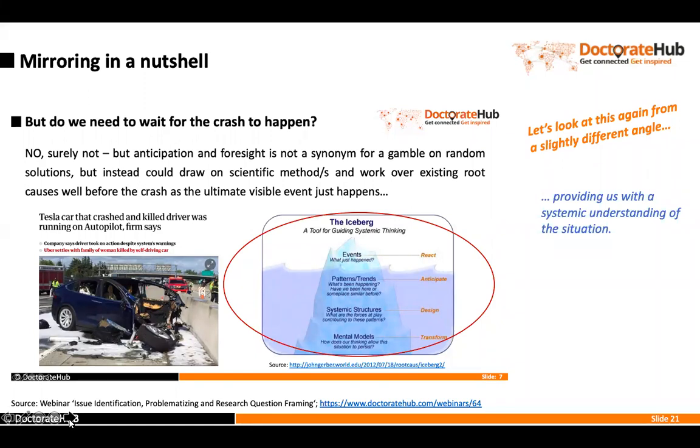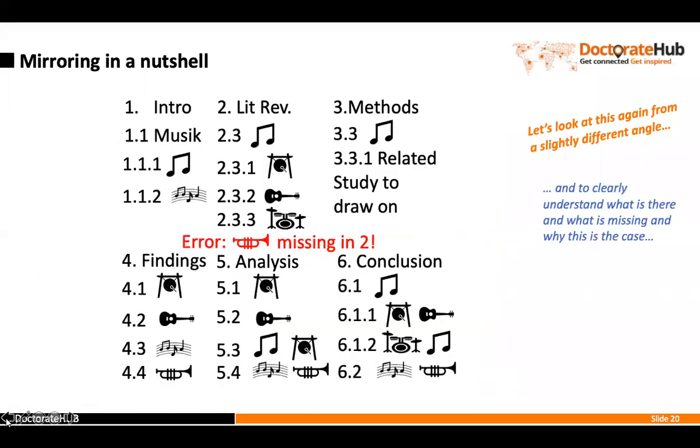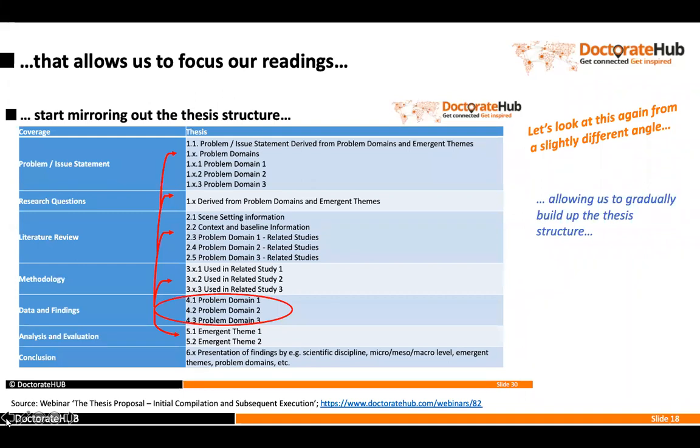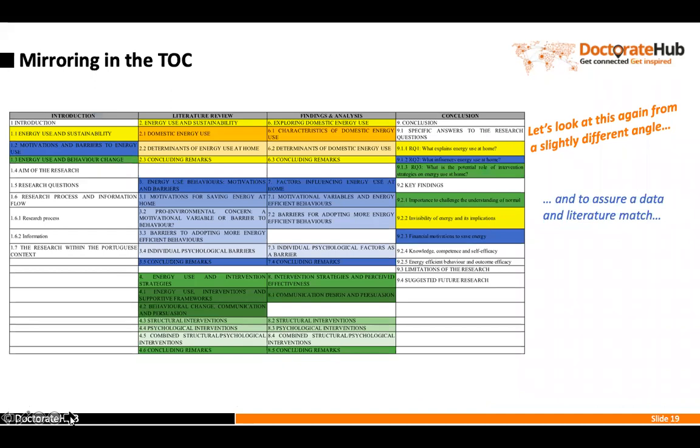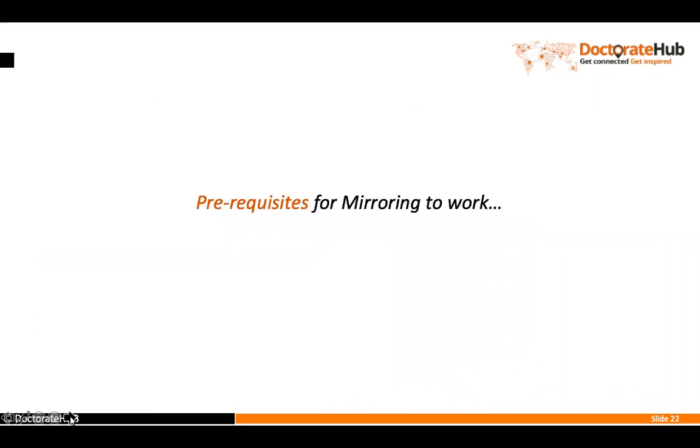Now, before we come to the third part of the webinar, looking at prerequisites, are there any questions with regard to the data and literature review and how mirroring can gradually help you in matching and connecting the different parts of your research, thereby working out in a more structured way how things belong to each other, and using the table of content, for example, as a high-level means to keep track of what you're doing? Are there any questions to this point in view of time?